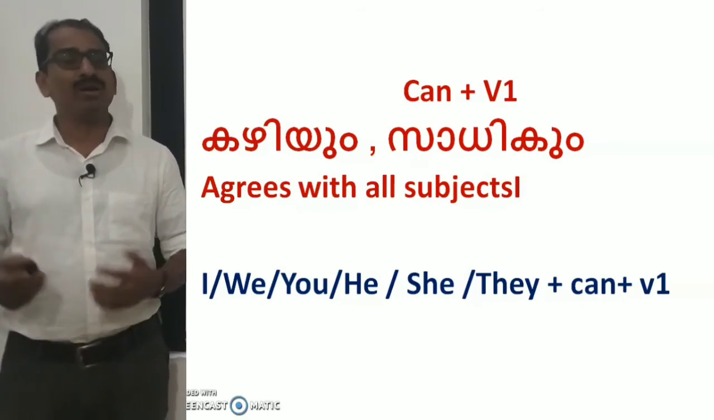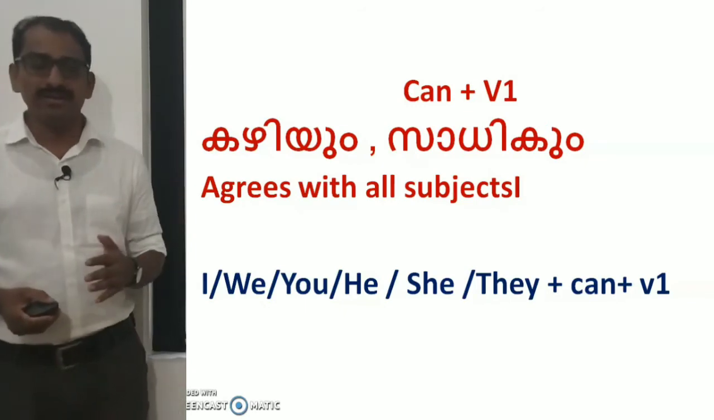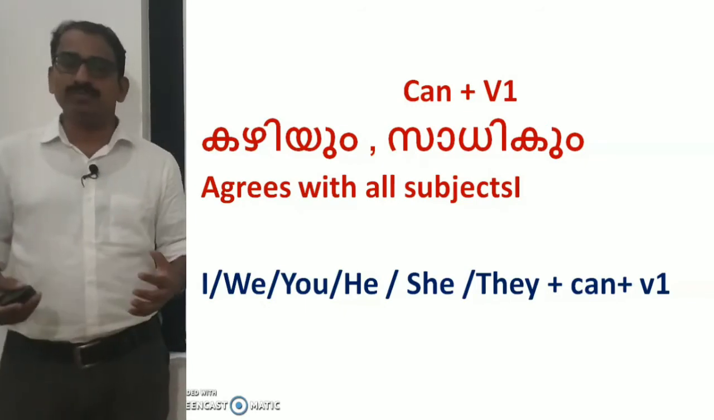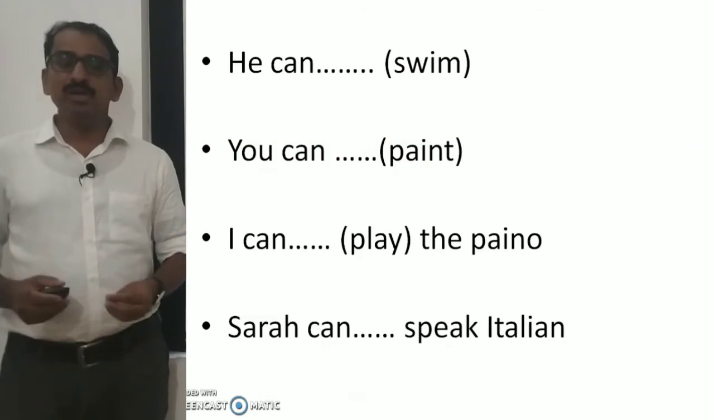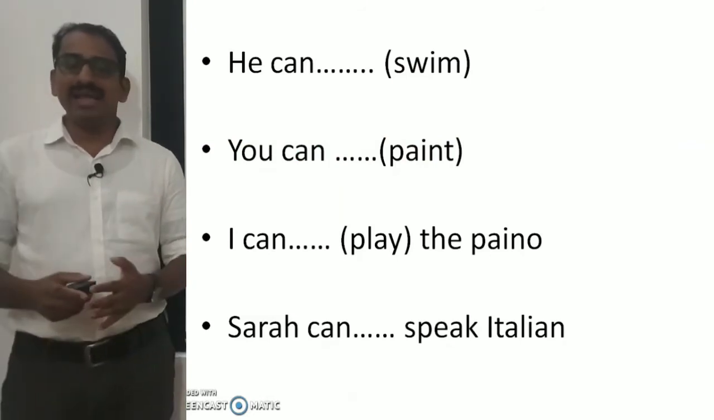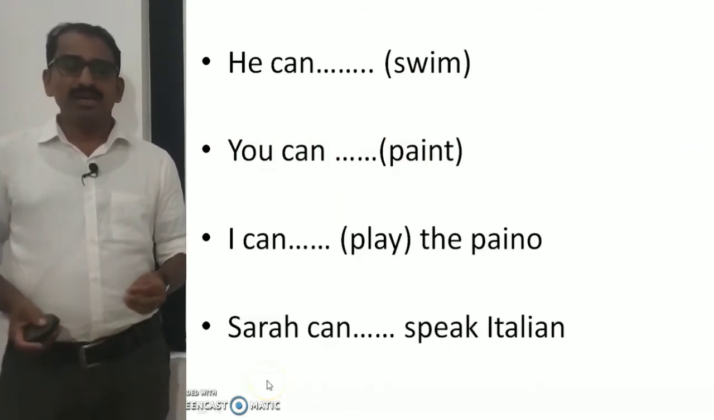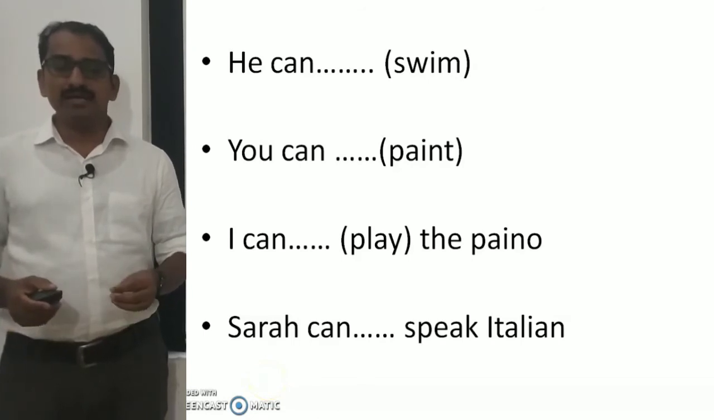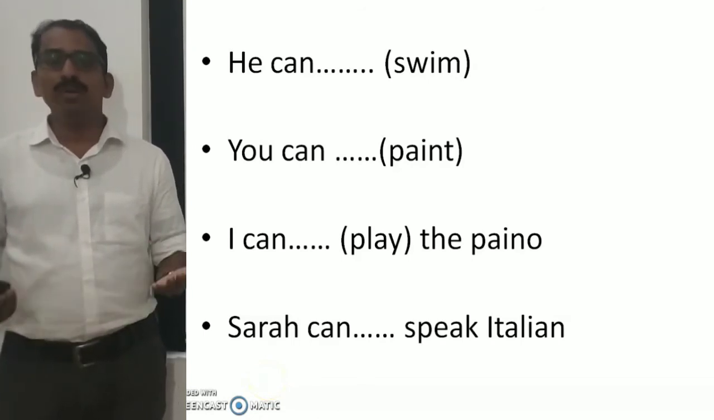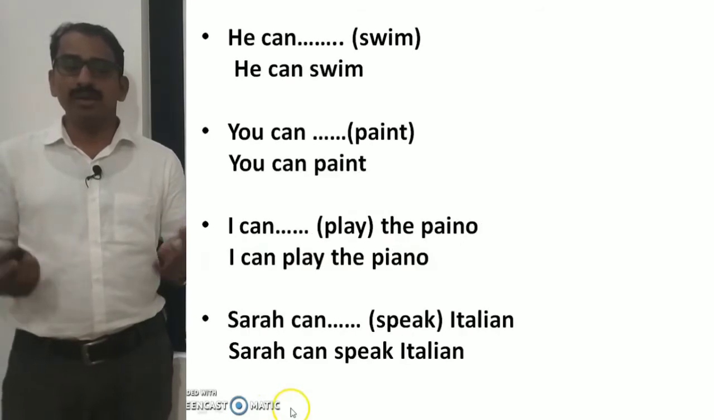നമുക്കുണ്ടാവുന്ന സ്കില്ല്, കഴിവുകളൊക്കെ കാണിക്കാൻ വേണ്ടിയിട്ടാണ് can യൂസ് ചെയ്യാറുള്ളത്. Look at the example. He can swim. You can dash paint. I can dash play the piano. Sarah can dash speak Italian. How will be the answer? The answer will be he can swim.